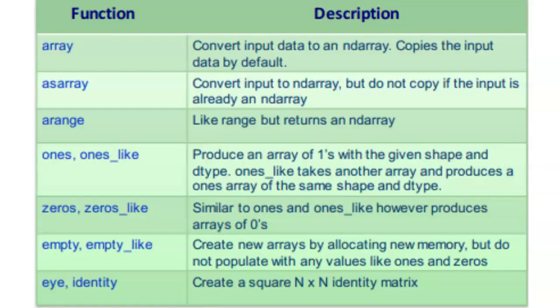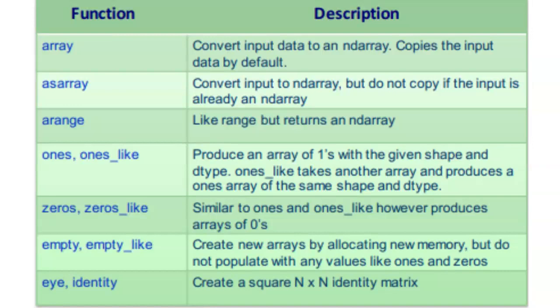The NumPy library provides several other functions for creating arrays, such as the asarray function, which can be used to convert inputs to an ndarray, but it does not copy the input data if it's already an ndarray. The empty and empty_like functions are used to create new arrays by allocating new memory, but they do not populate the arrays with any values like ones and zeros.